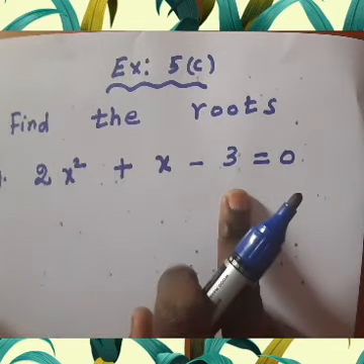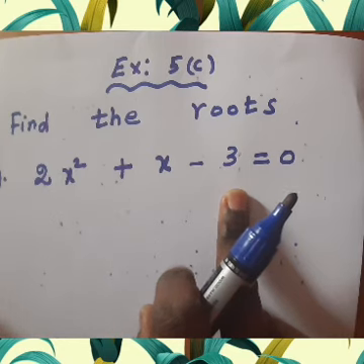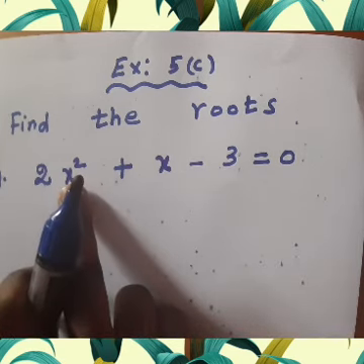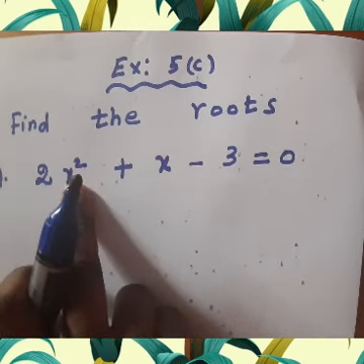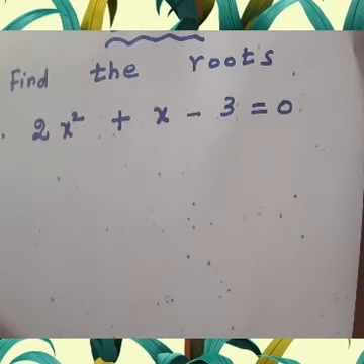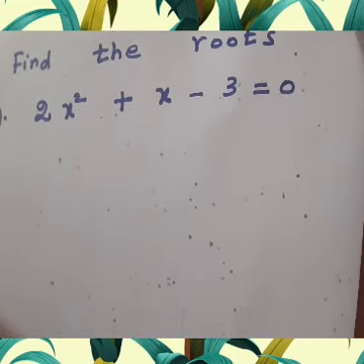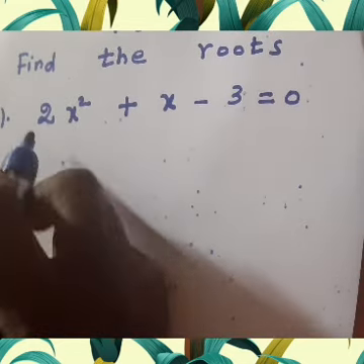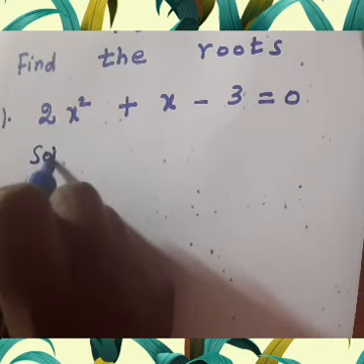What kind of equation is it? It is a quadratic equation. Why is it a quadratic equation? Because the highest power of the variable x is 2. So you can say it is a quadratic equation. Okay, so we'll see how we are going to solve this problem. I'm going to write this solution.